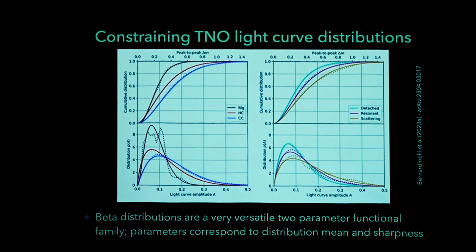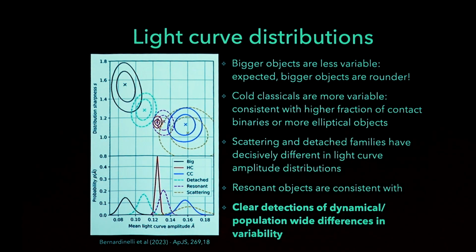So we came up with this functional family called the beta distribution. This is a very versatile 2-parameter family. The 2 parameters we care about are basically the mean of the distribution and how sharply it falls, so basically how quickly it goes from 0 to its peak. And by doing this, we were able to slice our data in lots of physically motivated ways, both in size and dynamics, and we have some pretty interesting results.